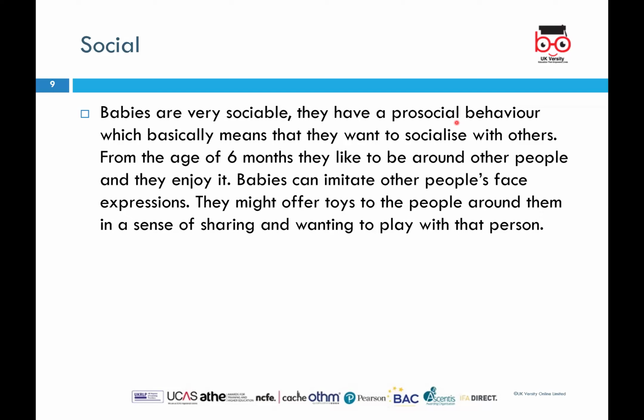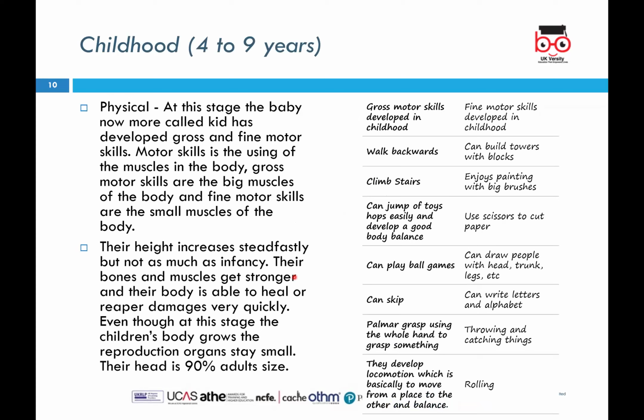Now, coming out of infancy and starting with childhood, which is 4 to 9 years, there are a lot of physical, emotional, and intellectual changes that happen when the child reaches this age. Physically, at this stage, the baby is now called a kid, or a child. They develop gross and fine motor skills.